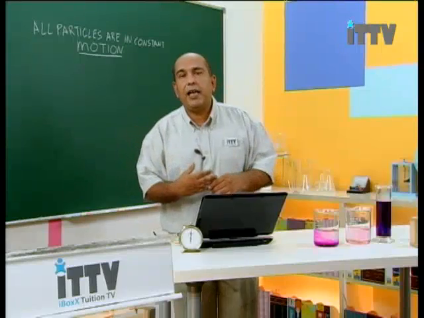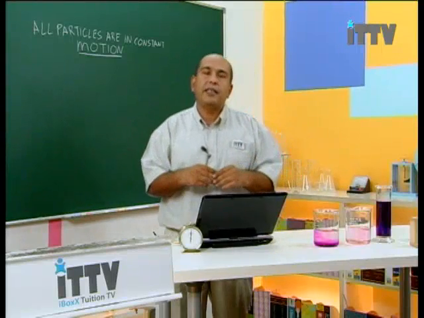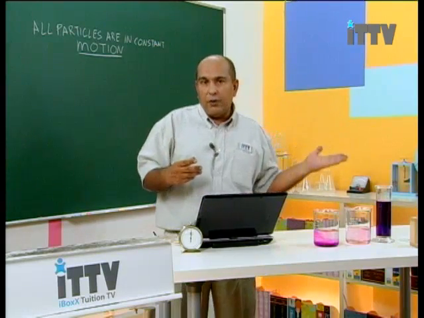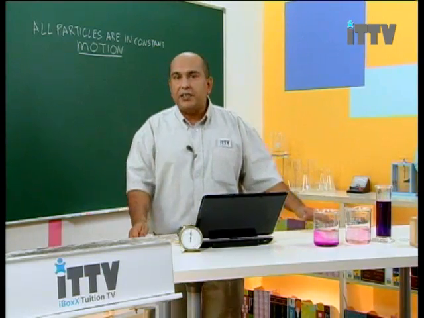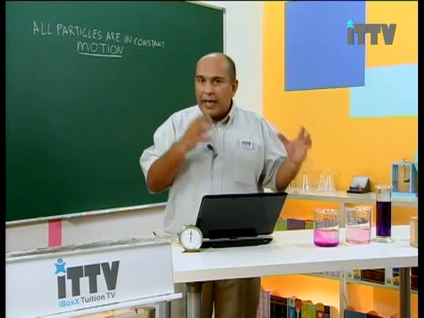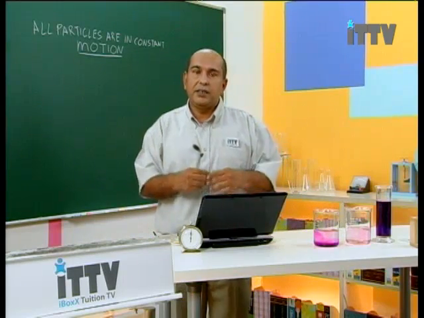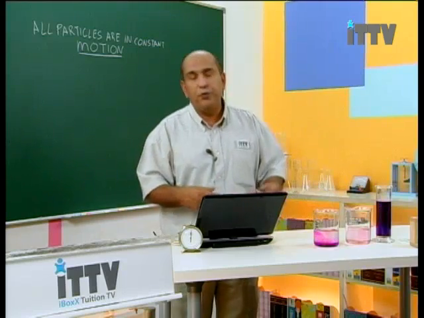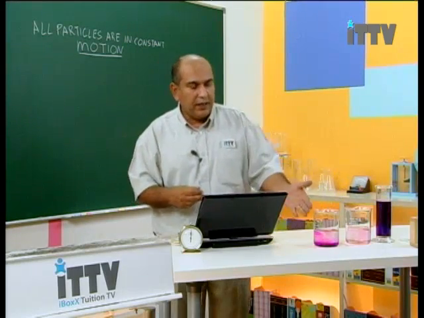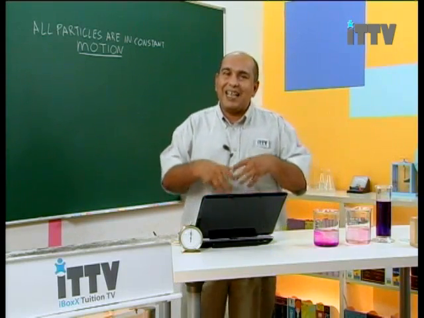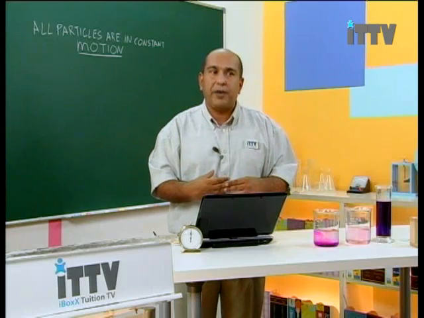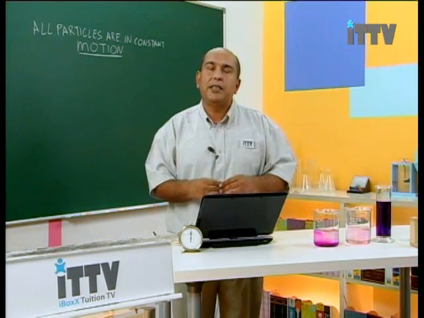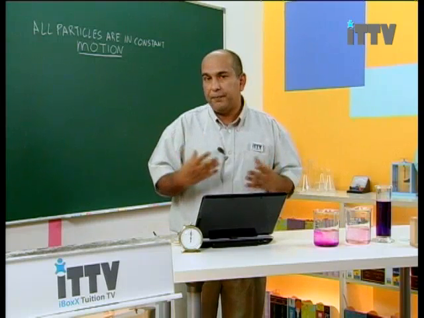So here we have basically 2 of the kinetic theory statements being proven. We've already done matter is made of tiny discrete particles: atoms, molecules, ions. The second statement, particles are in constant motion, we've proved today. In both of the experiments that we did, the color of potassium permanganate spread out, and when the color spread out, it proved to us that the particles are moving.